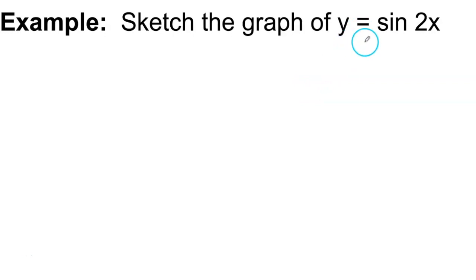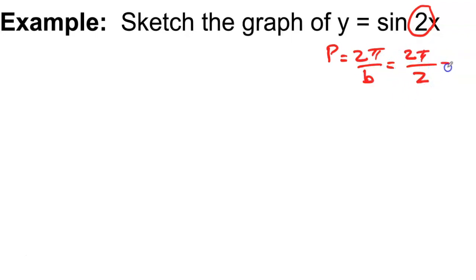Now let's graph this function, y equals sine of 2x. First things first, my first step is to find the period of the function, which is 2 pi divided by b. B is the number in front of x, which is 2. So that's my frequency. 2 pi divided by my frequency, which is 2. In that case, the period is pi.